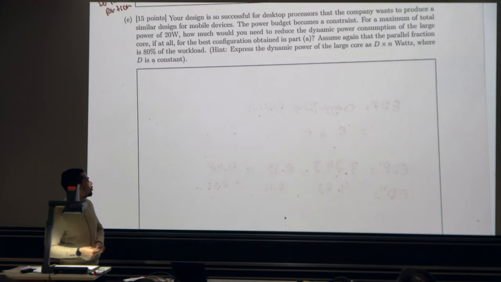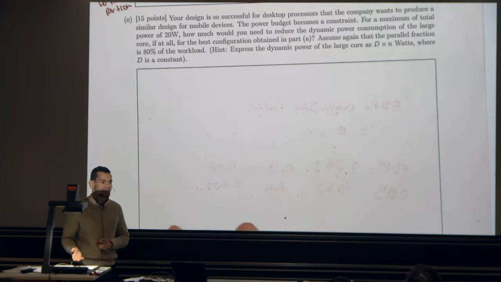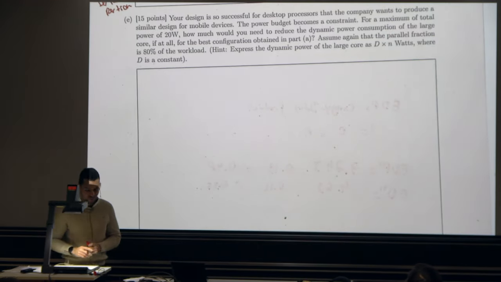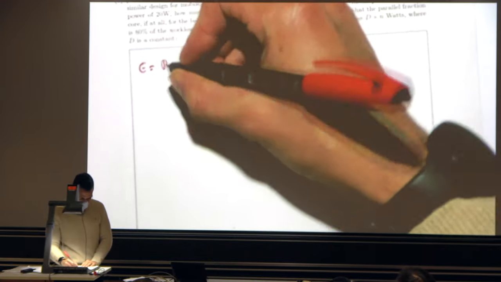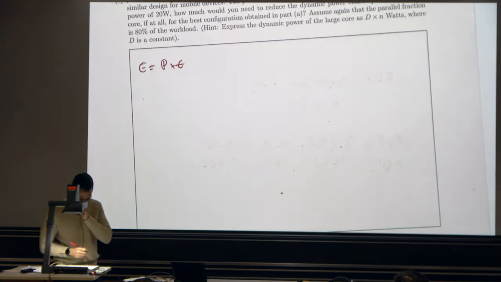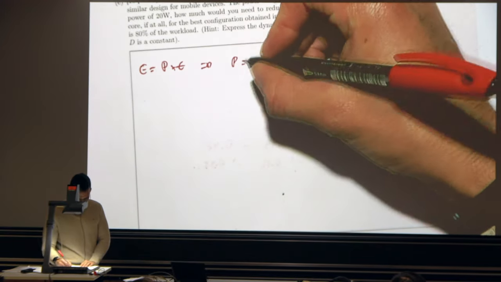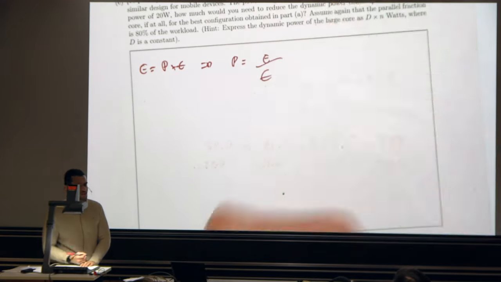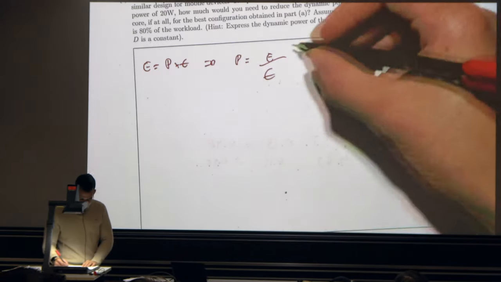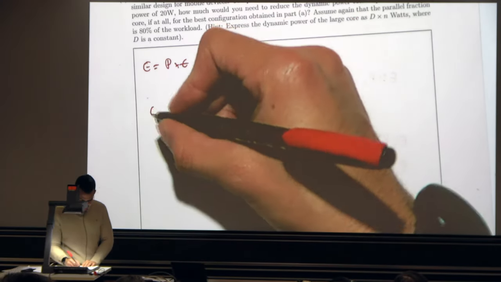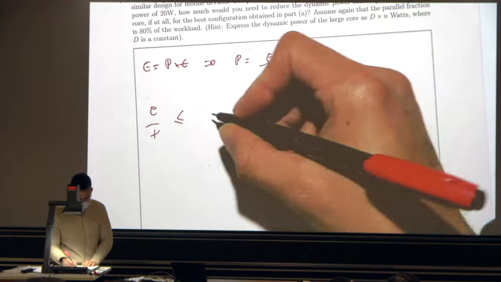And the dynamic power, they give you a hint, the dynamic power of the larger core is dn watts, where d is a constant. So before it was 6n, now it's d. You want to figure out d. So we know that energy is equal to power times time. This means that power is equal to energy divided by time, right? And you want your power to be at most 20 watts.